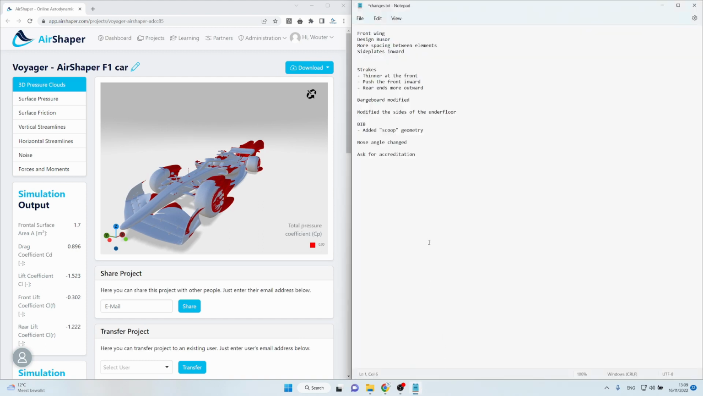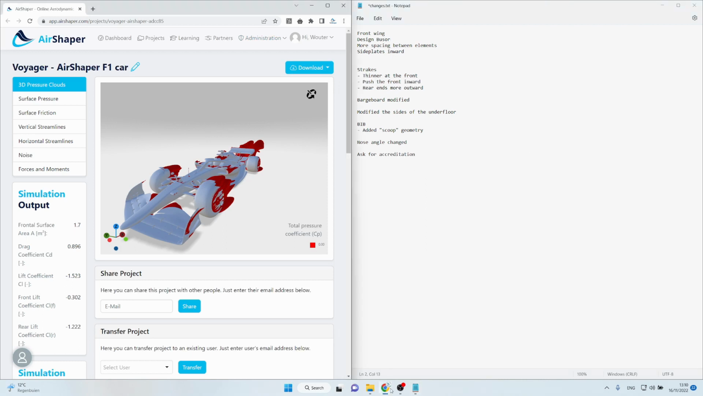If I go back to my overview, we implemented the design of Busor. So big thanks to Busor. The design proved to be a massive improvement. More spacing between the elements, and the side plates were turned inward at the front and a bit outward at the rear. Then let's move on to the strakes.